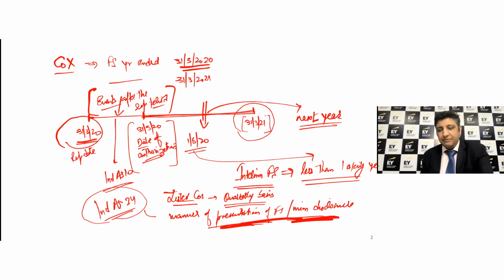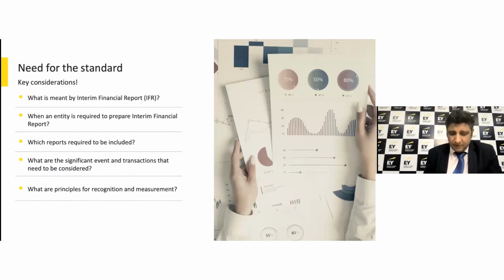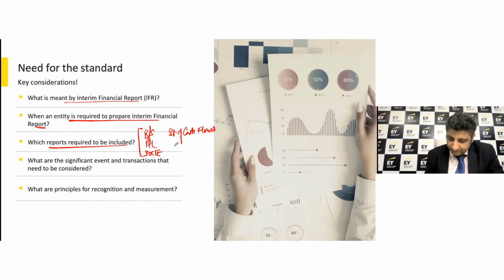Okay. So when we talk about these aspects, the need for the standard would be talking about, for example, what is the meaning of this interim financial report? When are entities required to prepare such reports, and what reports are included? And I would say it's all comprising of a balance sheet, statement of profit or loss, statement of changes in equity, statement of cash flows, and selected notes, right? Only the material items need to be disclosed, and that's how it is.